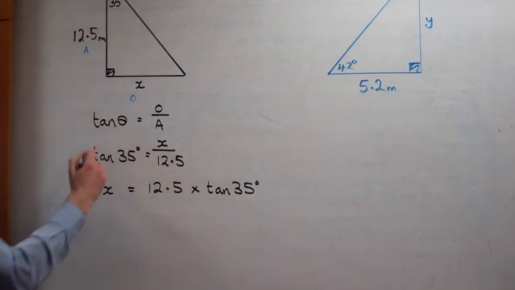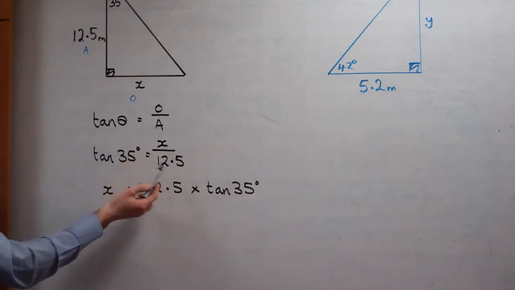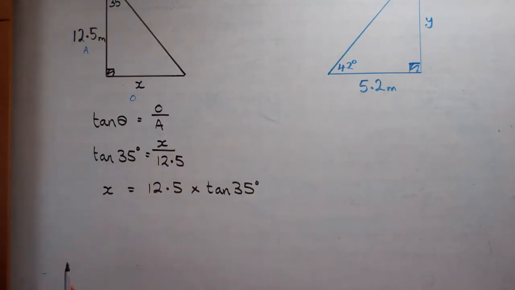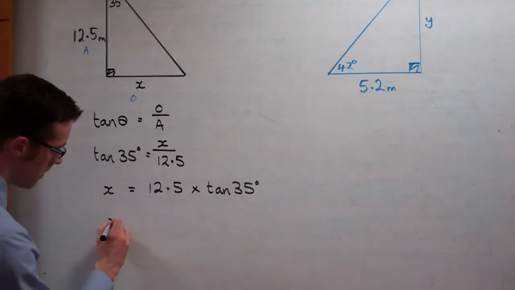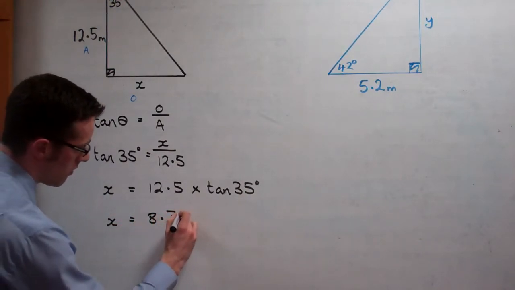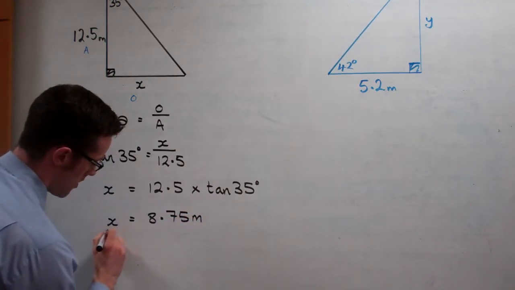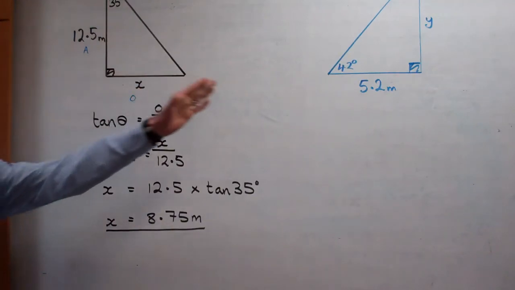Now this is just using a little bit of algebra here to work out what x would be. Given x divided by 12.5 is tan 35, if we multiply these two together, we'll get x again. And if we work that out, we get 8.75 metres. And that answer is to 2 decimal places, alright? So we'll look at this next example over here now.